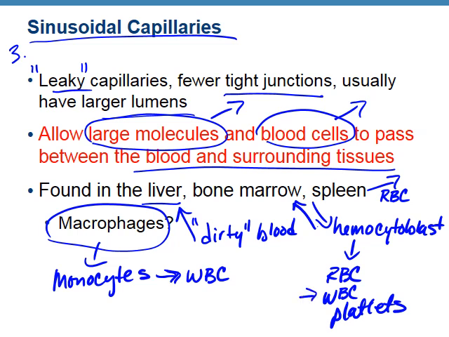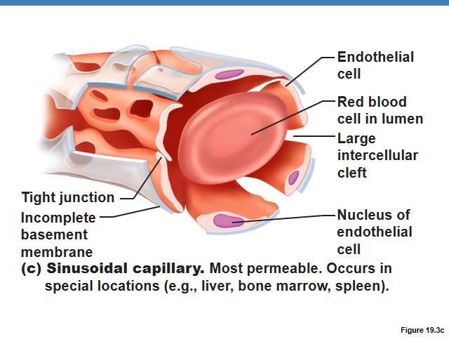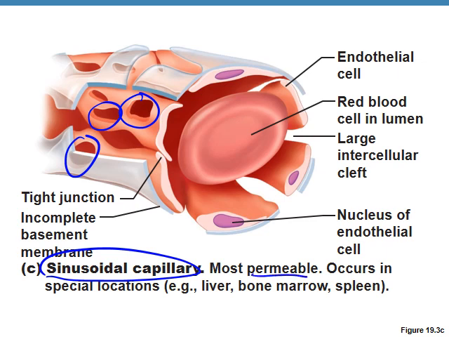So sinusoidal, think of leaky, really large molecules. So you can see in this picture, we have giant fenestrations, really large gaps, right? So sinusoidal capillaries, most permeable, areas where you need to have large molecule movement.